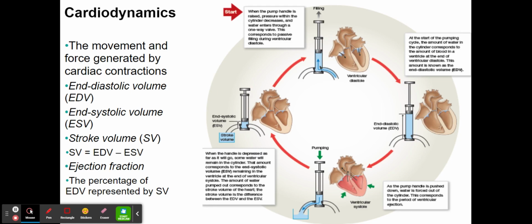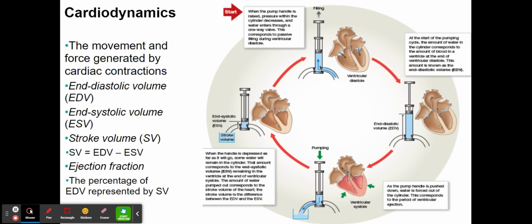So the term cardiodynamics refers to the movements and forces generated during the cardiac contractions. Each time the heart beats, the two ventricles eject equal amounts of blood. Earlier we introduced these terms: the end diastolic volume, which is the amount of blood in each ventricle at the end of the ventricular diastole, or the start of ventricular systole; end systolic volume, which is the amount of blood remaining in each ventricle at the end of the ventricular systole, or the start of ventricular diastole; the stroke volume, which is the amount of blood pumped out of each ventricle during a single beat, and it can be expressed as stroke volume is equal to EDV minus ESV; and ejection fraction, which is the percentage of the EDV represented by the SV.